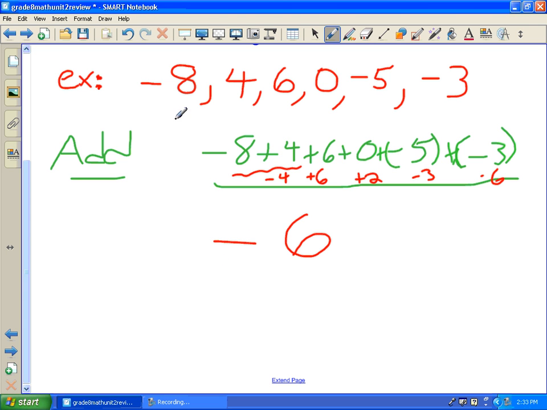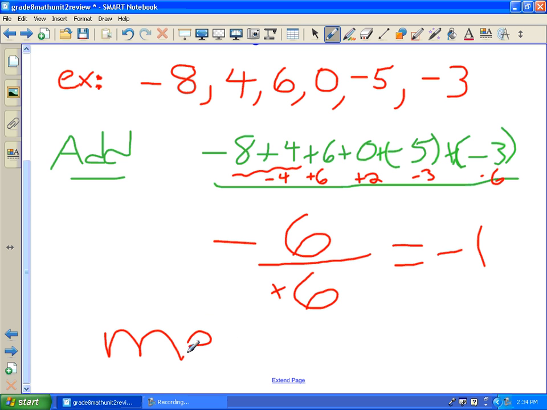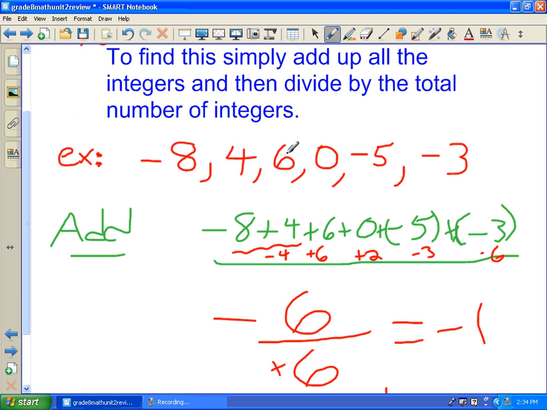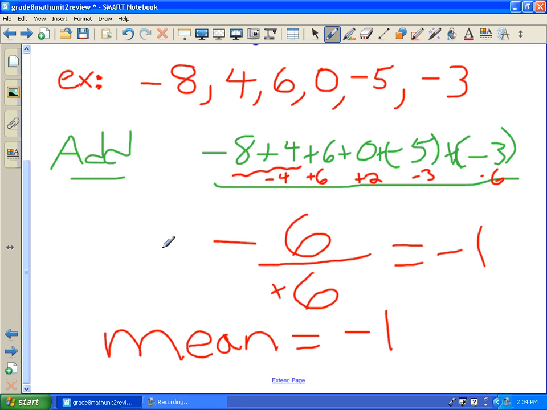Then we got to divide it by 1, 2, 3, 4, 5, 6. So then we divide it by 6, and when we do that, 6 divided by 6 is 1, and it's going to be negative 1 because it's a negative divided by a positive. So our mean, or sometimes we call it average in certain situations, the mean is negative 1. So that would be about the middle of those numbers, roughly.